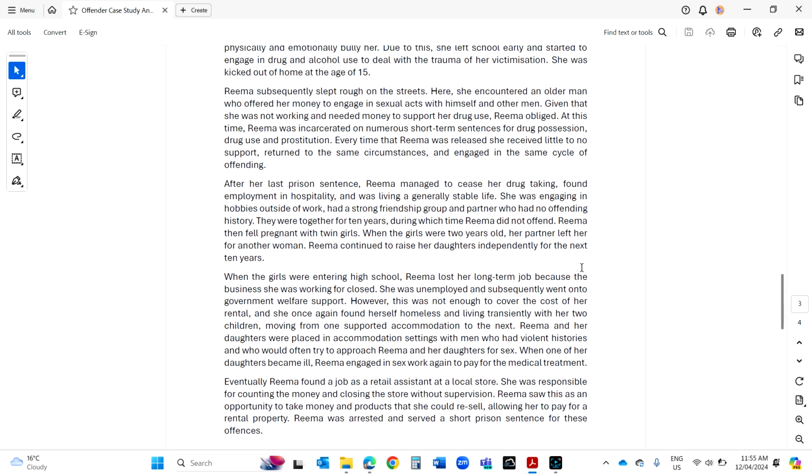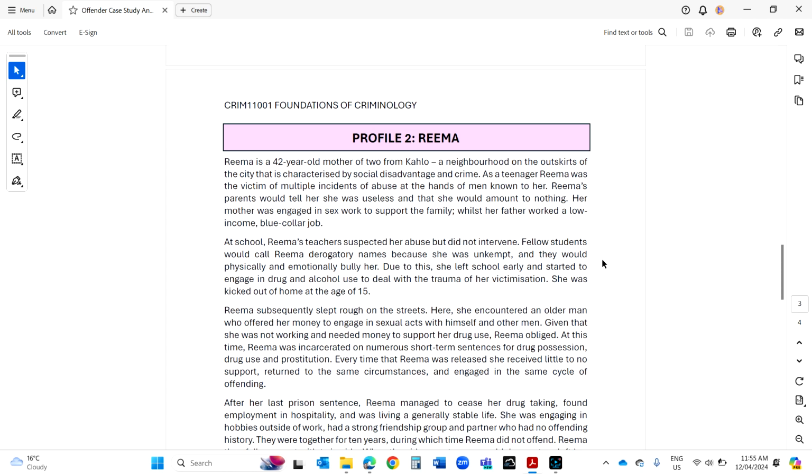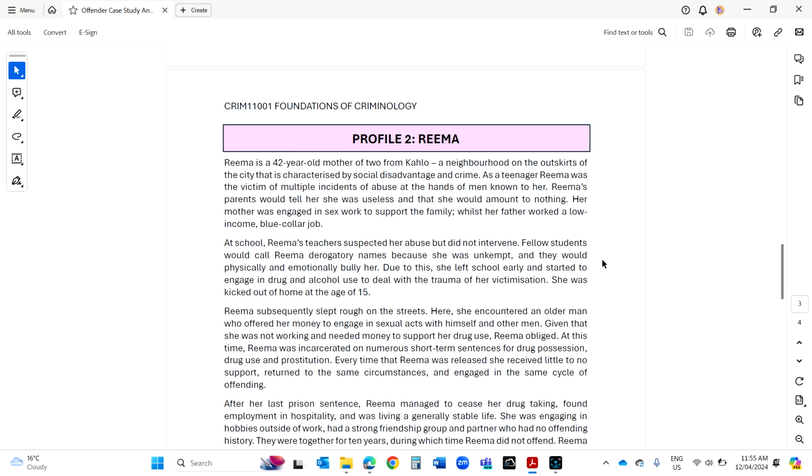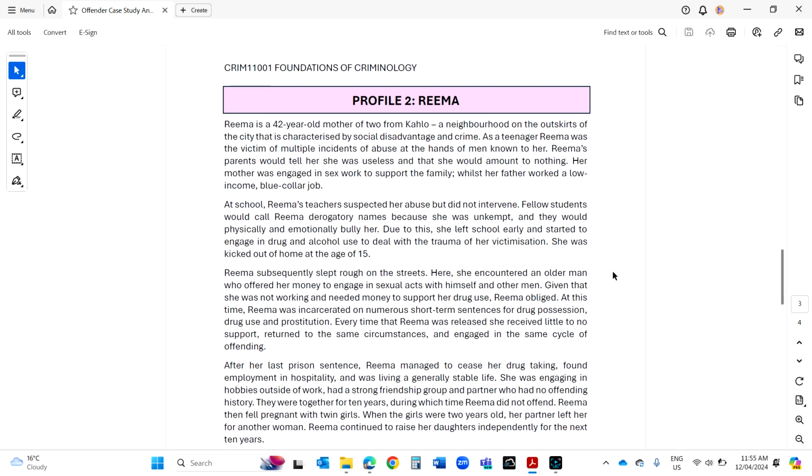So this case study is quite different to the first one, obviously, in terms of gender, in terms of age, in terms of the offence type. So you would be looking at slightly different theories for this case study than you would for the first.